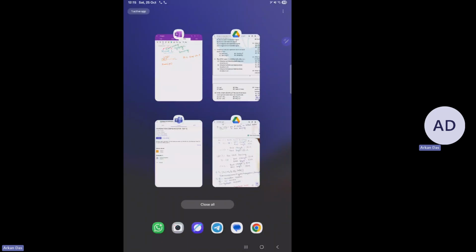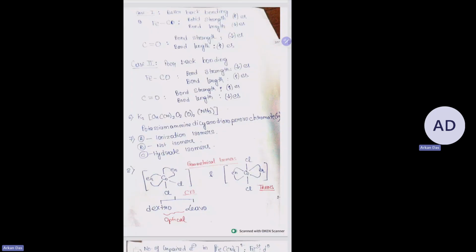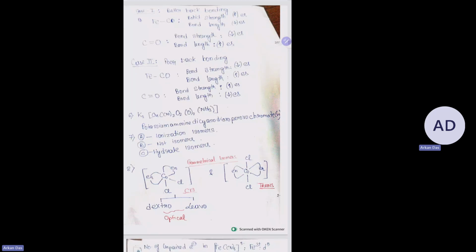Now come to question number 6. The IUPAC name of K2[Cr(CN)2O2(O2)NH3] is very easy. We just follow the rules, and according to the rules it will be potassium ammine dicyanodioxoperoxochromate(VI). After the test, along with the video, this PDF will also be given to you. So if you want, you can go through the PDF and get all the answers with proper explanation.